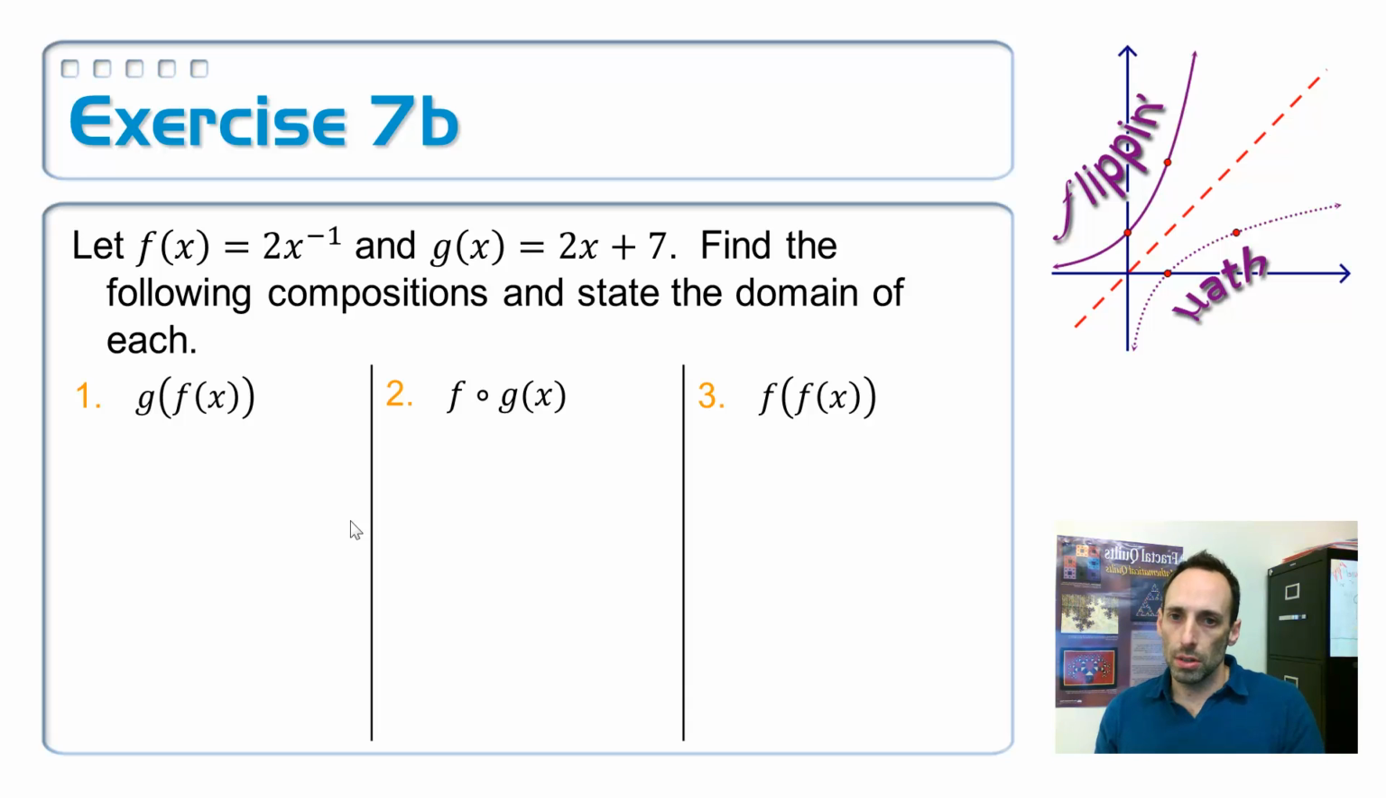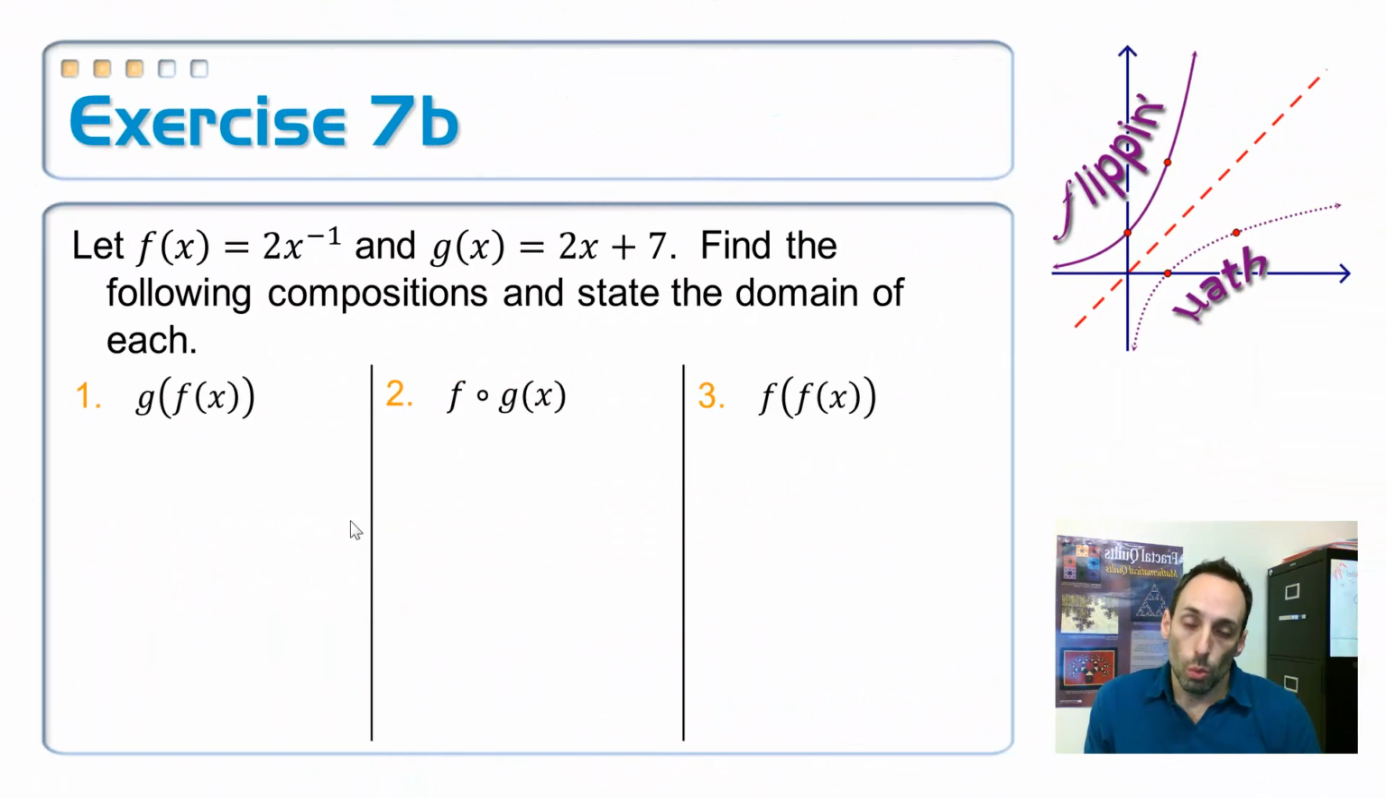Okay, so on exercise 7b, now you do have to worry about the domain. So this is not just the number part, it's the actual equation. What is the equation you get from doing the composition in the orders I give you on this 1, 2, and 3? And then find the domain of each new function, each composition. So pause that, give that a try, and let's see if you can figure those out.